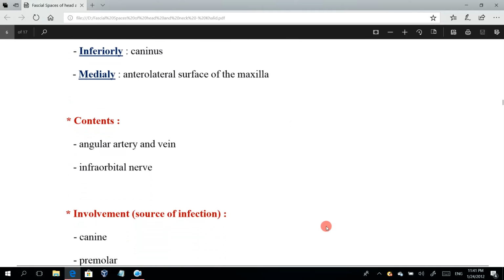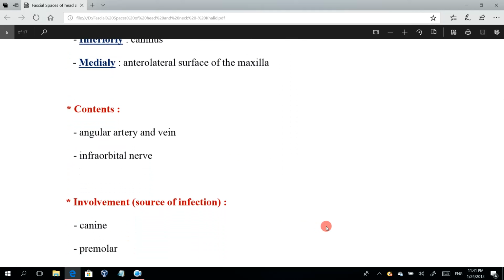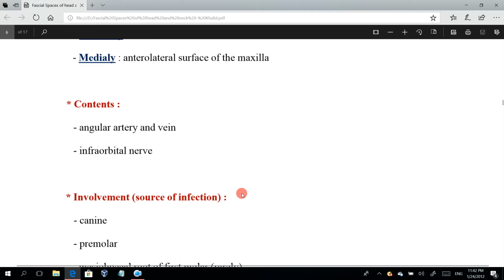What are the contents of this space? In health, not in a disease condition, it contains the angular artery and vein, which are branches of the facial artery and vein, and also the infraorbital nerve, which is the terminal branch of the maxillary nerve V2, the second division of the trigeminal nerve, for sensation. So the contents of this space are the angular artery and vein and the infraorbital nerve. Involvement of this space: how does the source of infection reach this space?